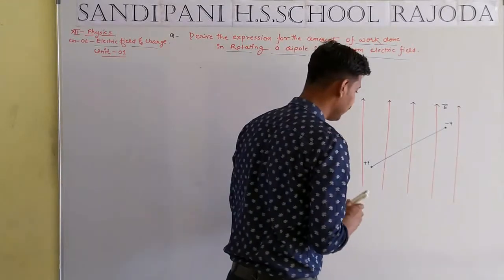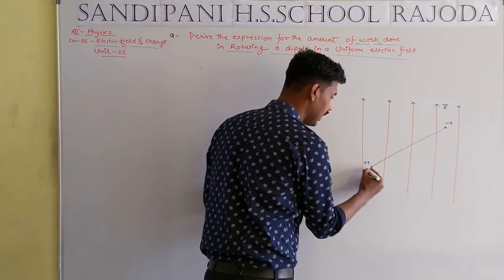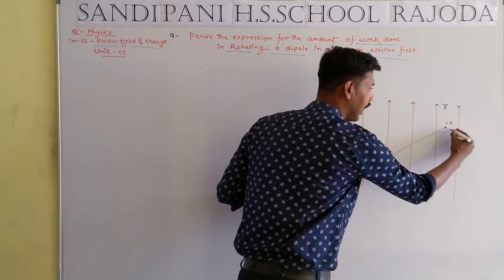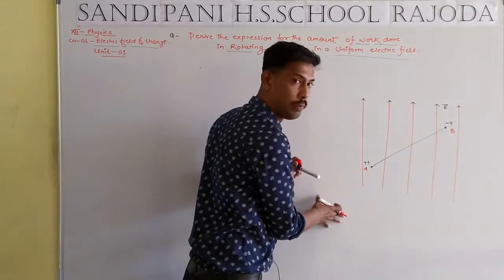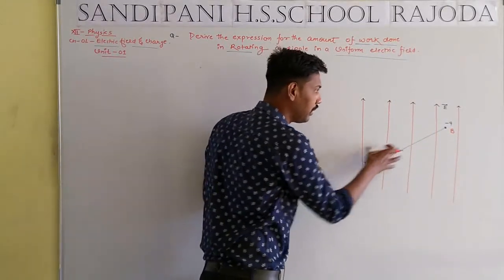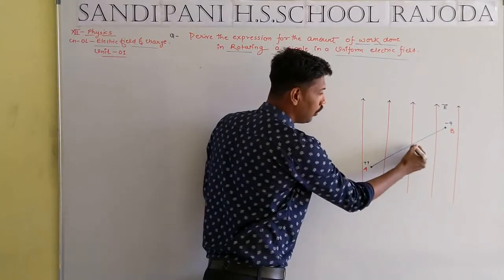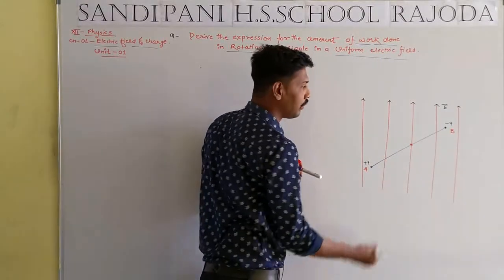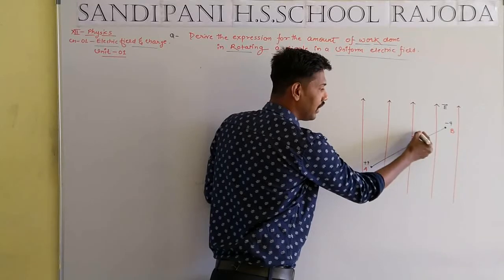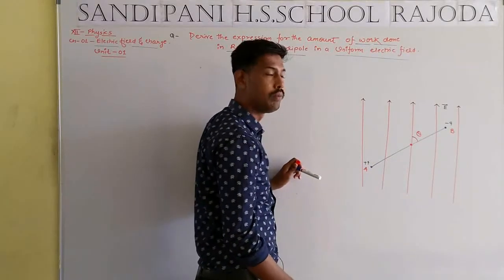So students, let us consider AB is an electric dipole. I hope you are getting the proper meaning of the electric dipole. AB is an electric dipole. O is the center of the electric dipole, which makes an angle with the uniform electric field equal to theta.